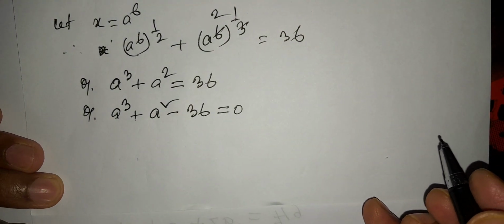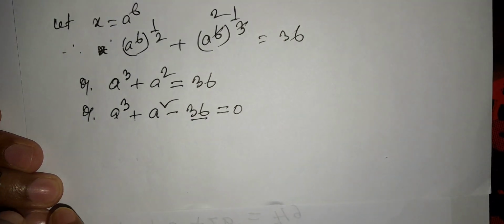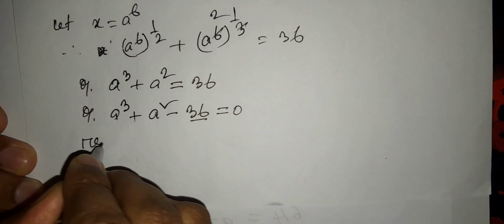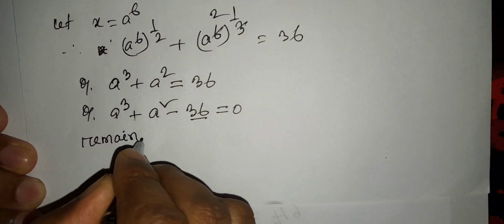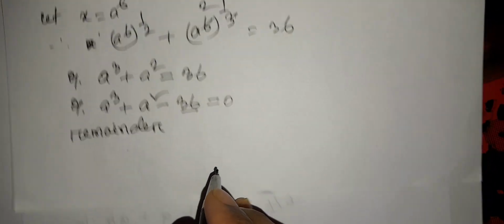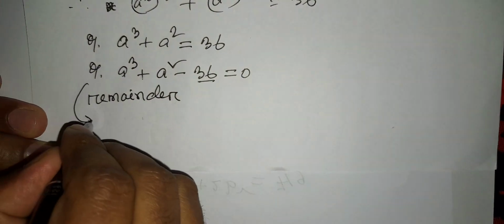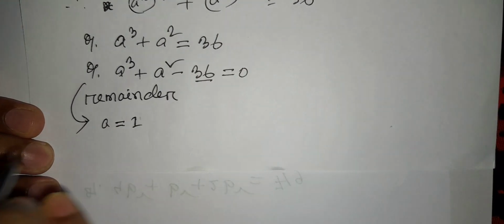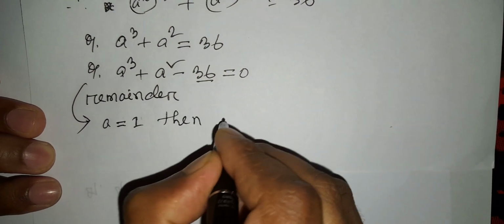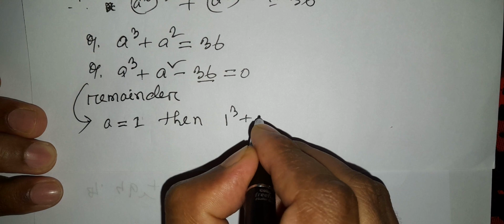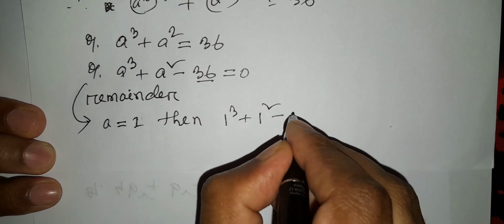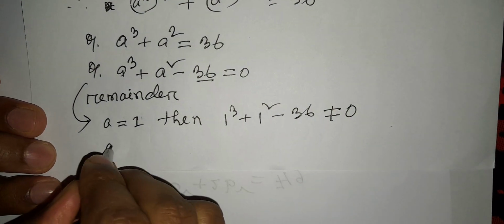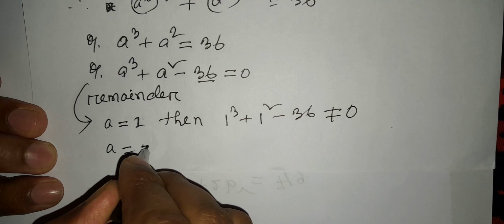We discuss the 36 by the remainder theorem. Remainder theorem: a equal to 1, then 1 cube plus 1 square minus 36 is not equal to 0. So it is not acceptable.